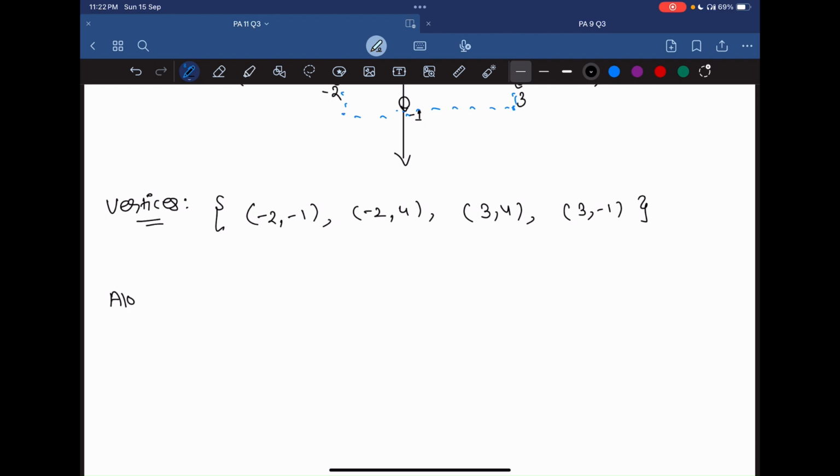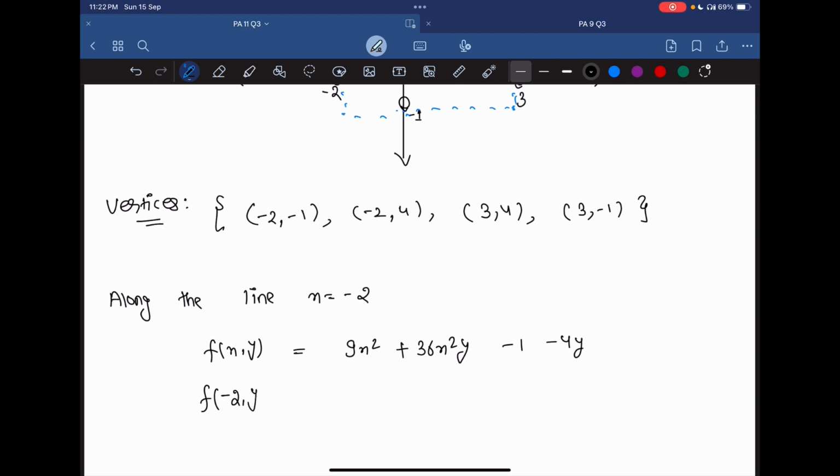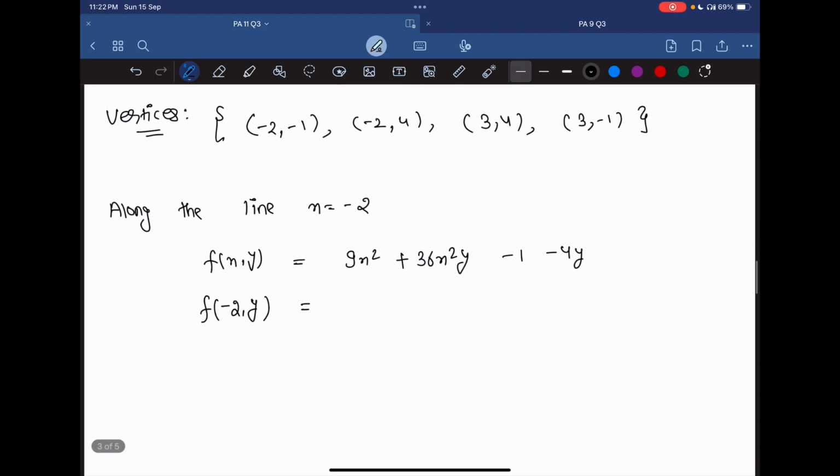So along the line x equal to -2, our function is 9x square plus 36x square y minus 1 minus 4y, and here we will put x equal to -2.